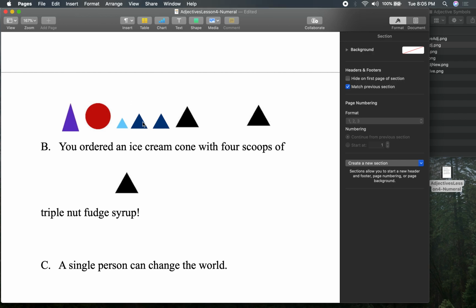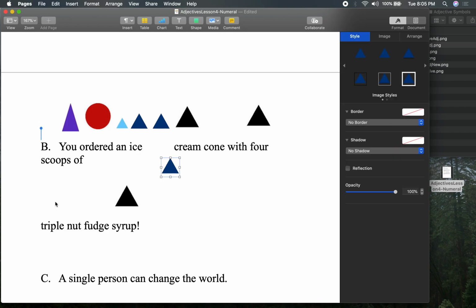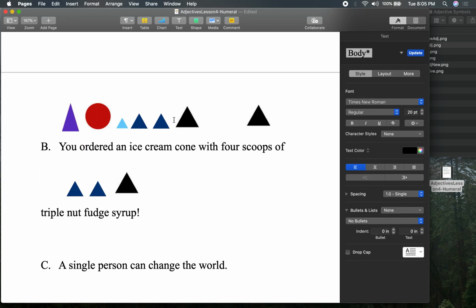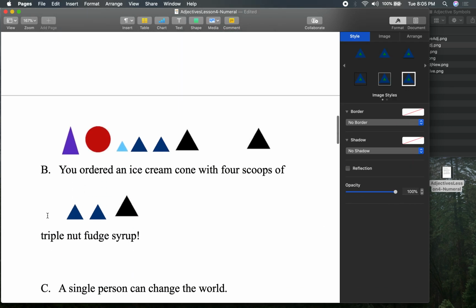All right. You ordered an ice cream cone with 4 scoops of triple nut fudge. Well, it looks like we have more descriptive adjectives. Triple is not a descriptive adjective though. Nut is and fudge is. But triple, you guessed it, that is telling us a specific number. So that is a numeral adjective. And we also have 4 specific numbers.